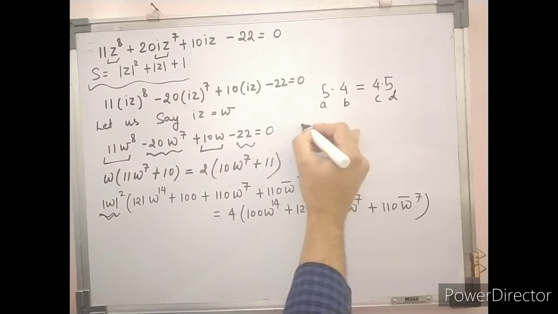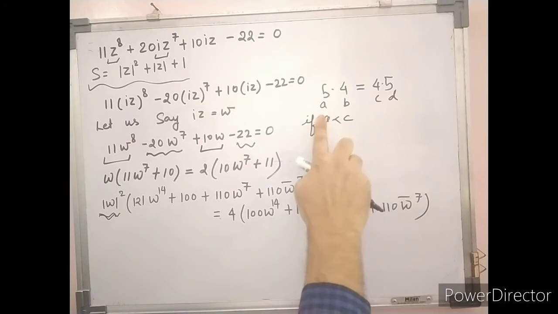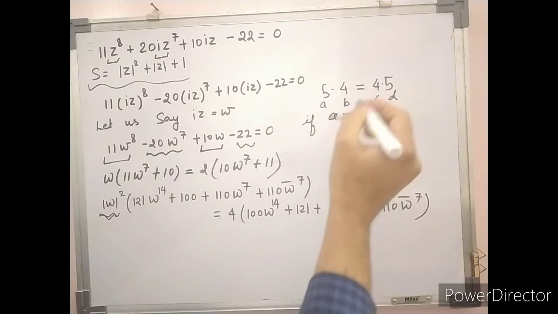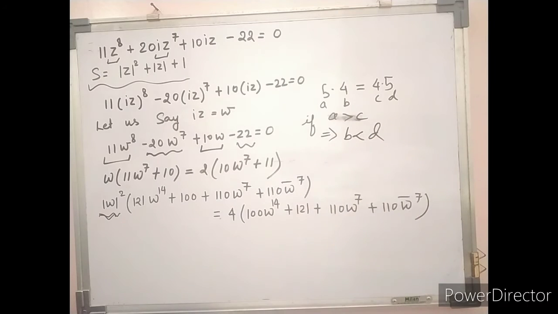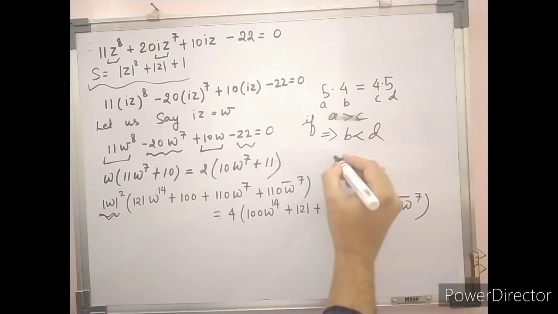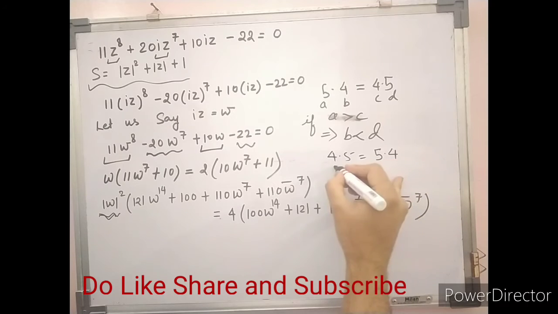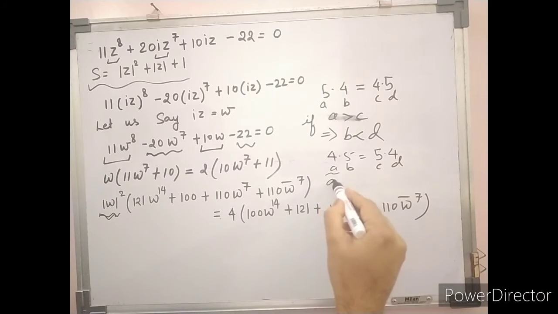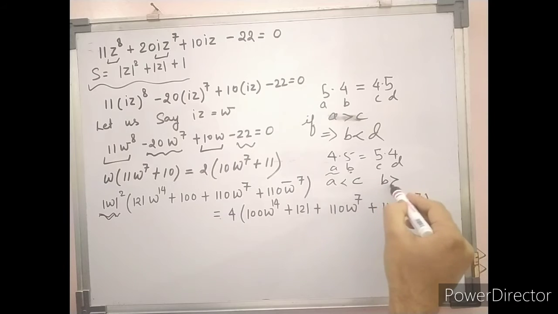Now if A is greater than C, here in this case A is greater than C, this implies that B is less than D, okay, because they are positive numbers. And if it would have been like this, 4 into 5 is equal to 5 into 4. So see here, if it is A, B and C and D, here A is less than C, then this means that B is greater than D, okay.